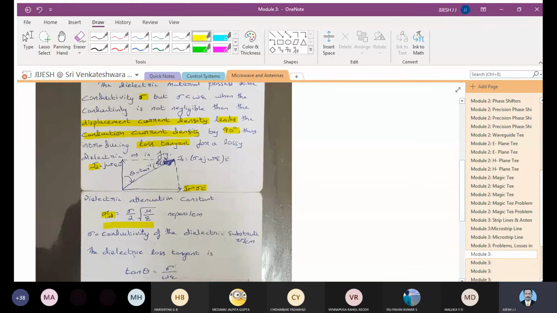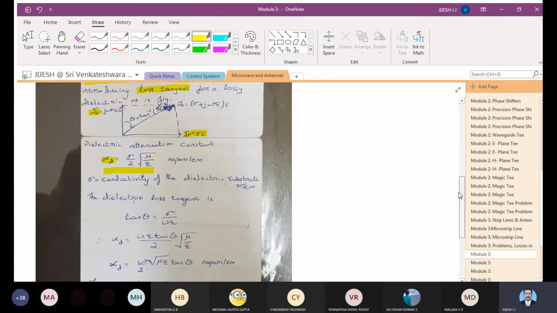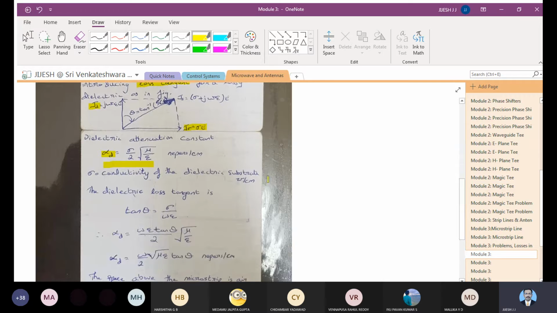So these equations, that is alpha D and tan theta, you can get tan theta from the figure, that is sigma by omega epsilon, and by using all these equations you are going to simplify it further. So let us see that you got tan theta as sigma by omega epsilon, and alpha D is sigma divided by 2 root of mu by epsilon. So what I am going to do here is get the equation for omega epsilon tan theta. I have just substituted here.